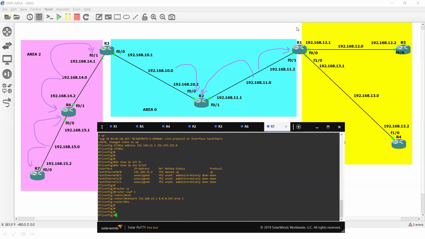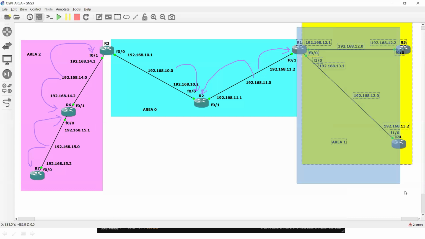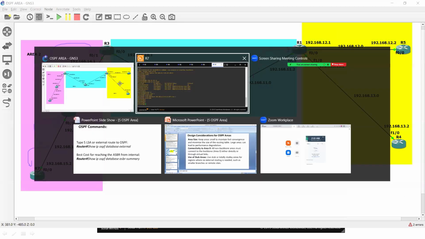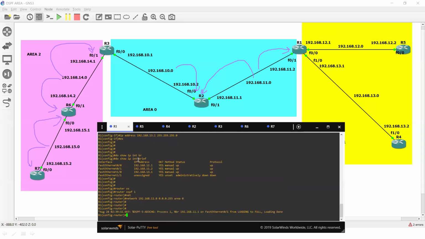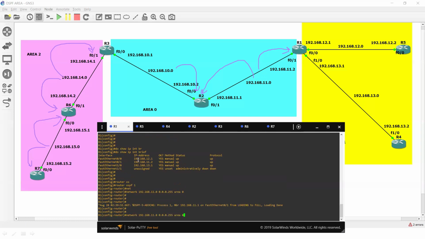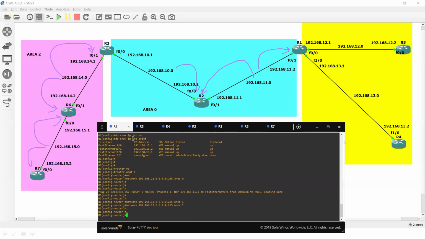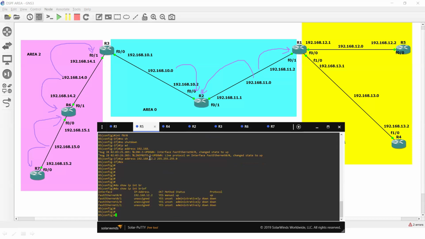Now let's do the configuration for area 1 also. So R1, R5 and R4 are the part of what? This one. So first of all, go to R1, then advertise the network 192.168.12.0 and area is 1. Okay. 192.168.13.0 and area is 1. Okay.